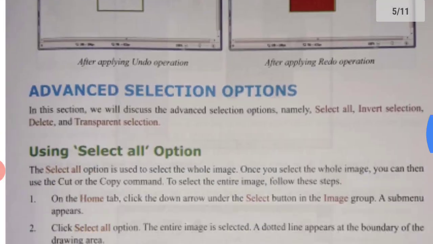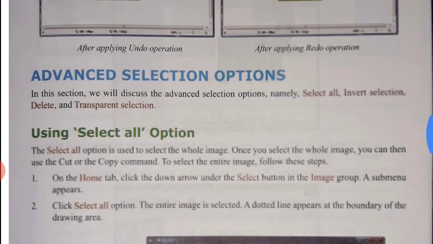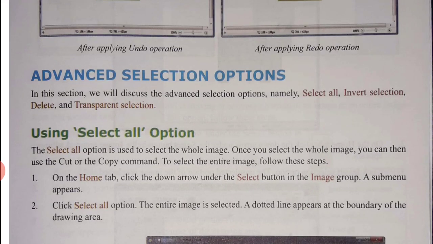In the last period, we studied using the cut, copy, and paste options, and undo and redo operations. Now we will study advanced selection options. In this section, we will discuss the advanced selection options, namely select all, invert selection, delete, and transparent selection.